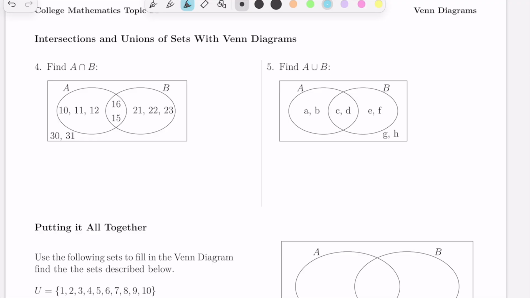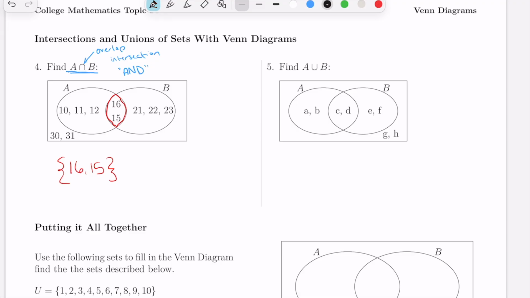All right, let's go ahead and do some with some numbers involved. The first one says find A intersect B. This again means the overlap or the intersection. In English, we would also call this the word and. So A and B. We're looking for the numbers that are in both A and also in B. And hopefully you can just look at this and see that it would be right in here. So this would be 16 and 15. Keep in mind that the order that you write them does not matter.